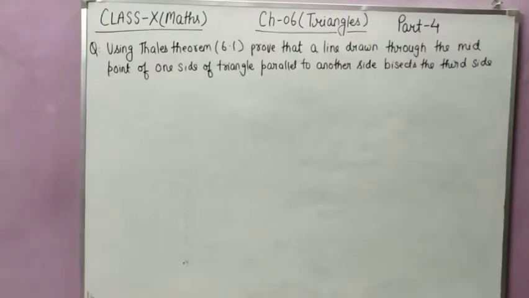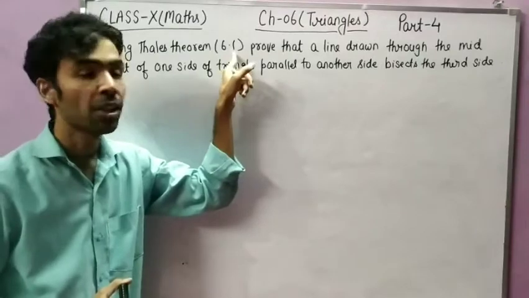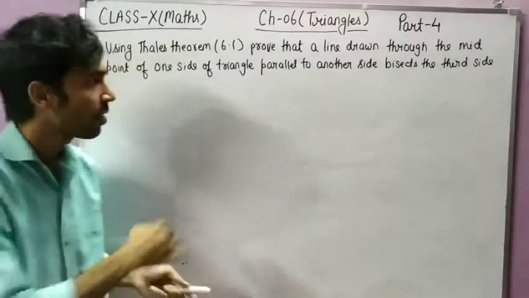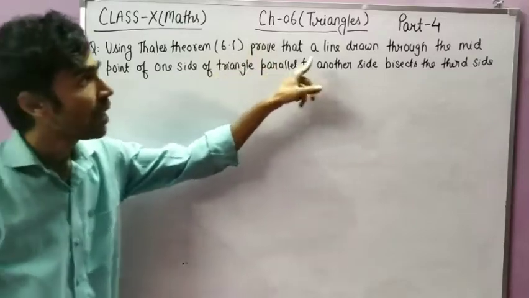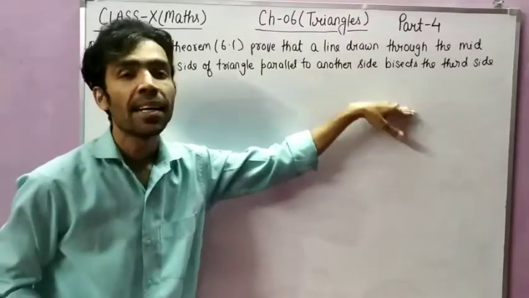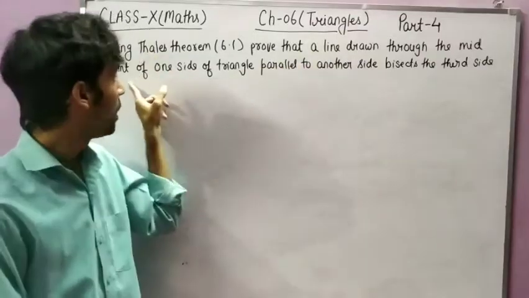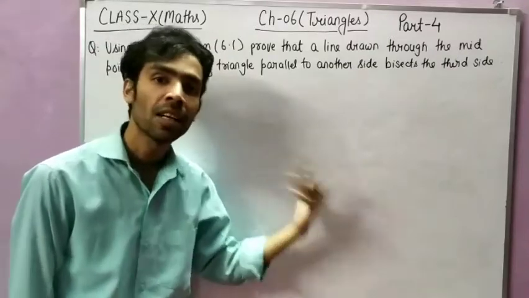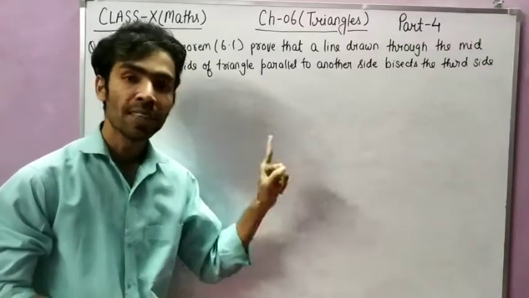Now student, the next question is: using Thales theorem, and that Thales theorem was theorem number 6.1 from your NCERT book, so that's why I have written 6.1. Using Thales theorem, prove that a line drawn through the midpoint of one side of the triangle parallel to another side bisects the third side. Student, if you remember the midpoint theorem, this is the converse of midpoint theorem.